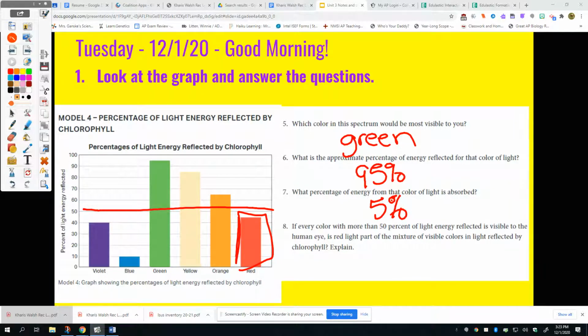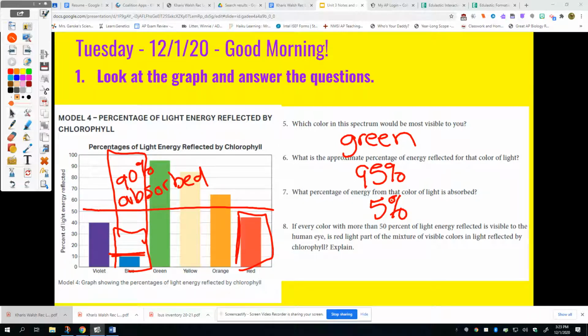Now, if you look at this graph, my next question for you is, which color light is the most beneficial for this plant and its purpose of photosynthesis? That's right, the blue one, because it only reflects 10%. That means 90% of it is absorbed, and that energy can be used to create glucose. So the more that is absorbed, the more useful that color is. The less that is absorbed, the more of that light energy is reflected, and the less useful it is.